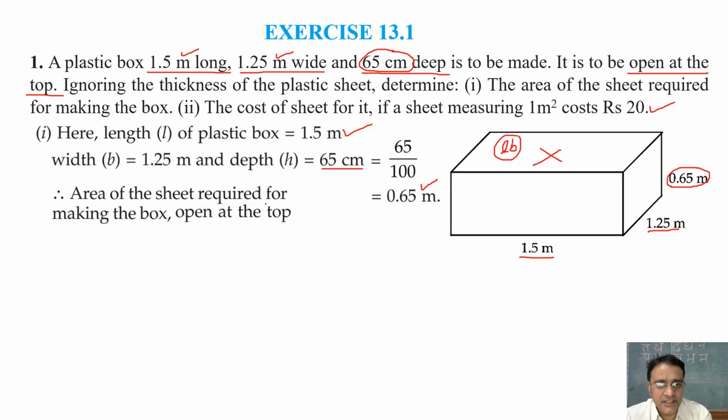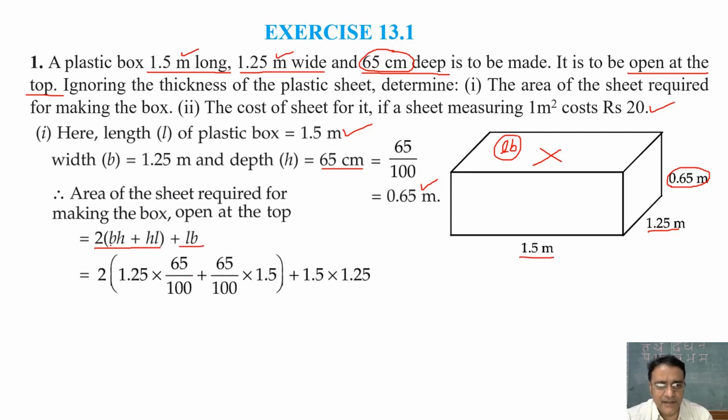So area of the sheet required for making the box open at the top is area of 4 walls, that is lateral surface area, plus area of bottom. So this is the lateral surface area plus area of bottom. This is clear? Yes, sir. Okay. Now we'll substitute all the values. 1.25 into 65 by 100 plus 65 by 100 into 1.5 प्लस 1.5 इंटू 1.25.